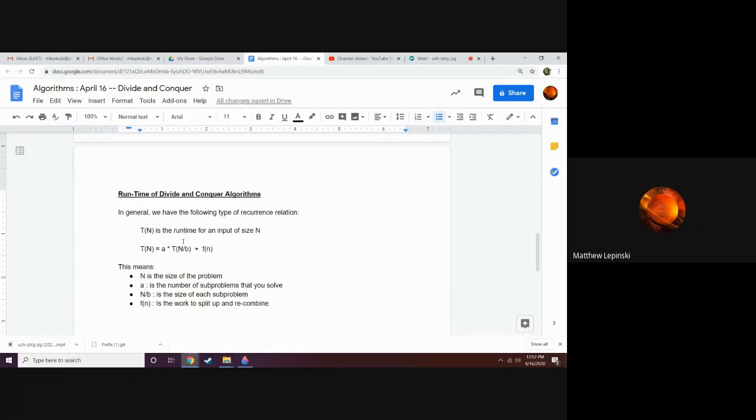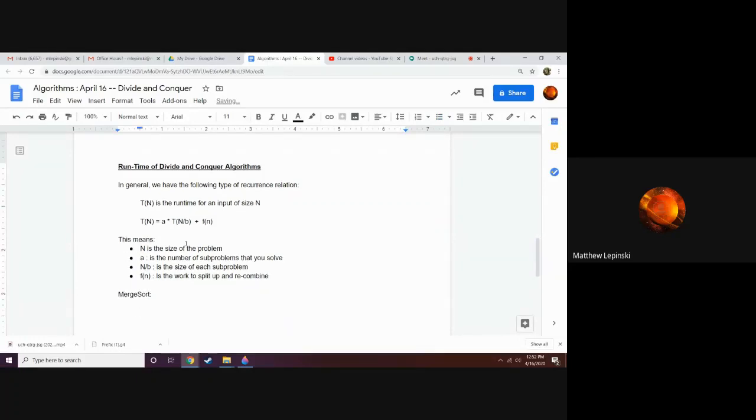So let's actually do the merge sort example. For merge sort, the time to sort a list of size n is: I need to solve 2 problems of size n over 2, plus O of n work to merge and recombine.